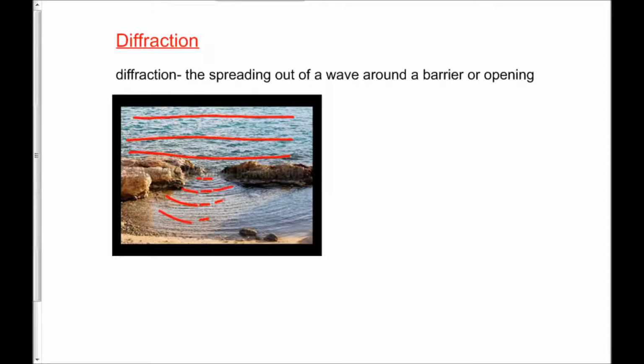They diffract. Refraction is the bending of a wave. Diffraction is the spreading out of a wave around a barrier or through an opening. We said that that's a property of waves, but that light undergoes diffraction, so therefore there's evidence to support the wave nature of light.